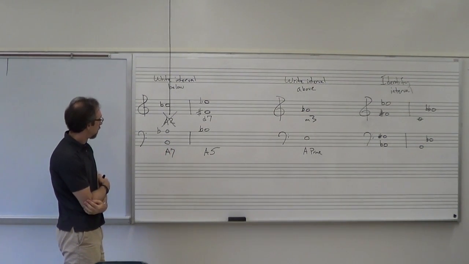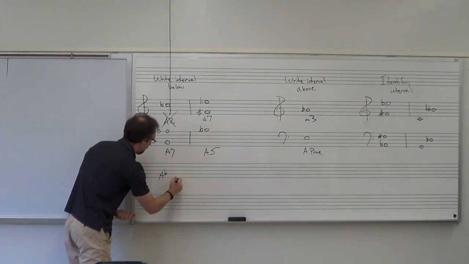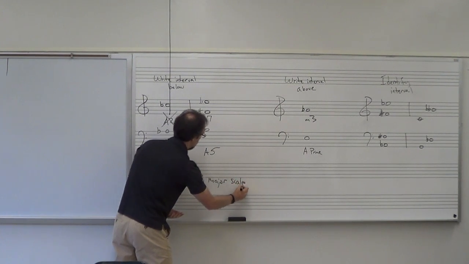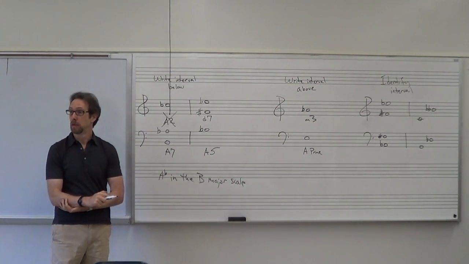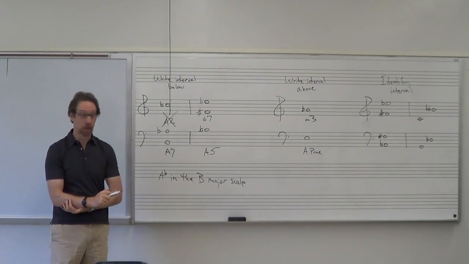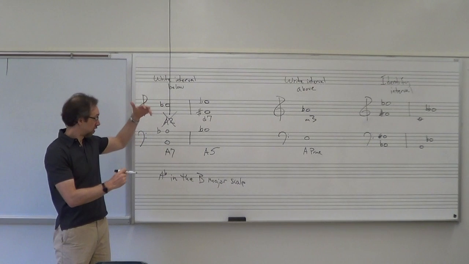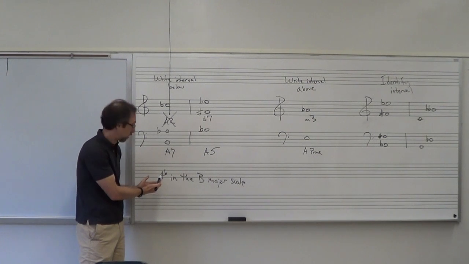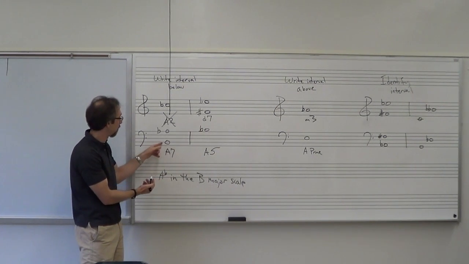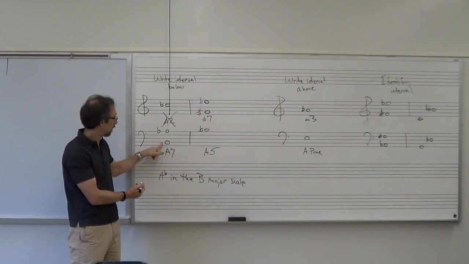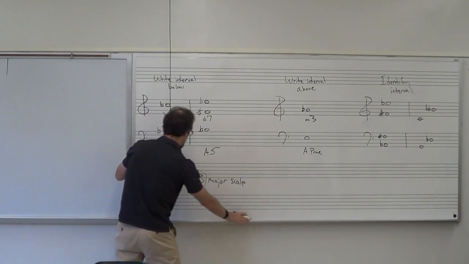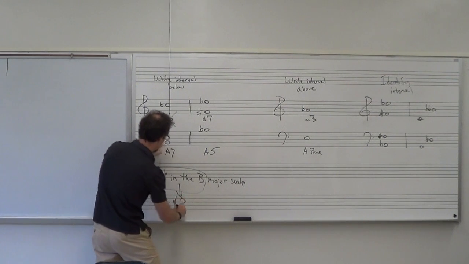Now, is A flat in the B major scale? The answer is no. A sharp is in the B major scale. So A sharp would be major, A natural would be minor, A flat is diminished. So right now, A flat to B is actually a diminished 7.